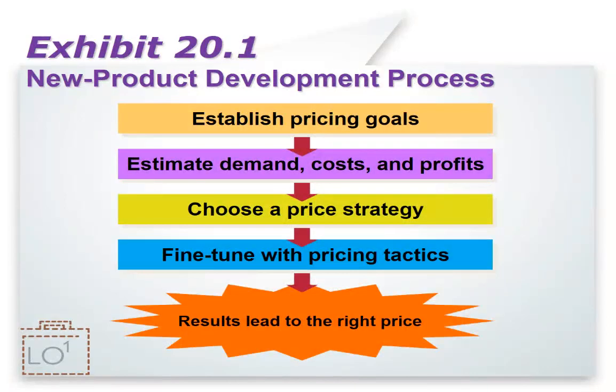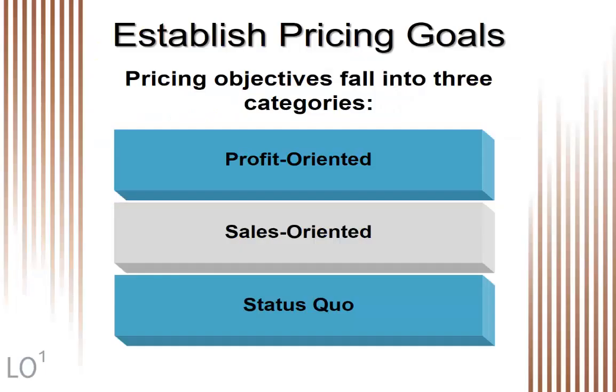Setting the right price is a 4-step process as shown in Exhibit 20.1. The process starts from establishing the pricing goals, and then estimating demand, cost, and profits, and choosing a pricing strategy, and then fine-tuning with the pricing tactics. Results lead to the right price for the product. The first step in setting the right price is to establish a pricing goal.